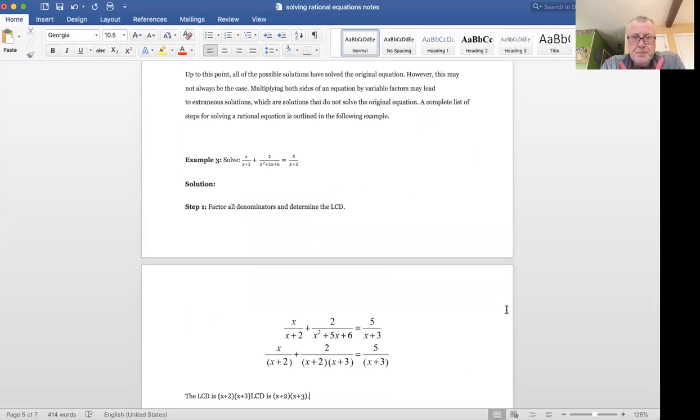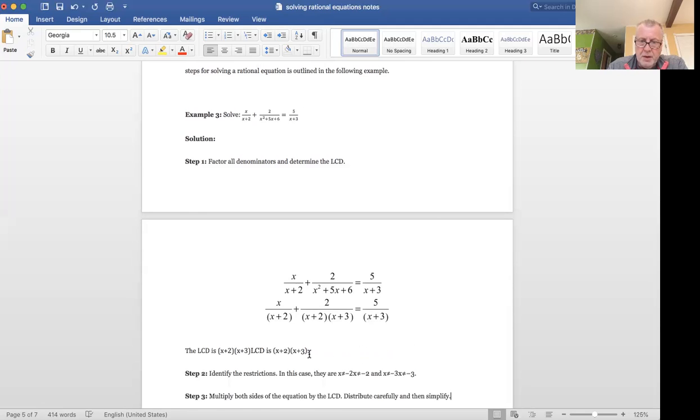Here we have x over x plus 2 over x squared minus 5x plus 6 equals 5 over x plus 3. Now to find a common denominator, we're going to have to factor. And in fact, to find restrictions, we're going to have to factor. And in particular, this x squared plus 5x plus 6. So we need two numbers that multiply to be 6 and add up to 5. 3 times 2 is 6, and 3 plus 2 is 5. So that's our factorization.